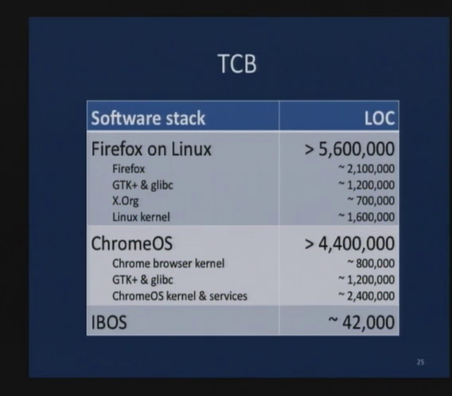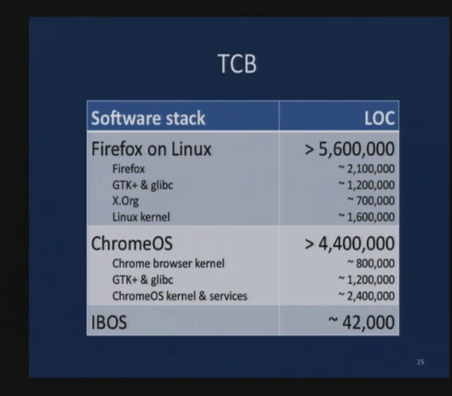So shown here at the top of our TCB count, we have Firefox running on Linux. And using a very conservative count of lines of code, we came up with about 5.6 million lines of code inside your trusted computing base. So 5.6 million lines of code are what you're relying on every time you visit your bank. And this is just a huge amount of software.